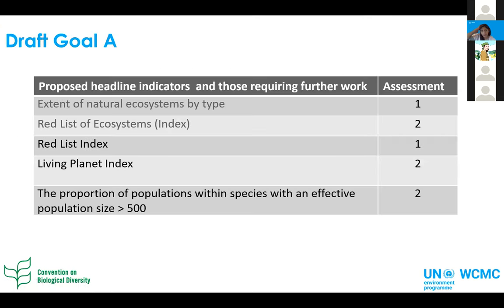So just to give you an example of what it looks like, for goal A, for example, there are 5 headline indicators proposed, and you can see the ranking that was applied by the Bonn experts. And in particular, I just wanted to highlight the bottom indicator here, which is probably relevant to this discussion today.